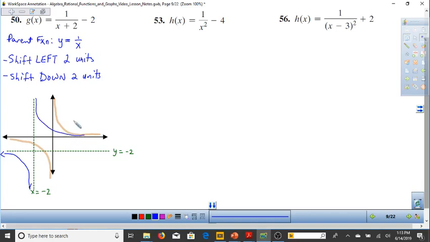Oh, apologies, I drew it in the wrong place. So this blue graph is what the new graph looks like. And again, it's a little bit messed up, not drawn very smoothly, but you get the idea of what I'm trying to do here.